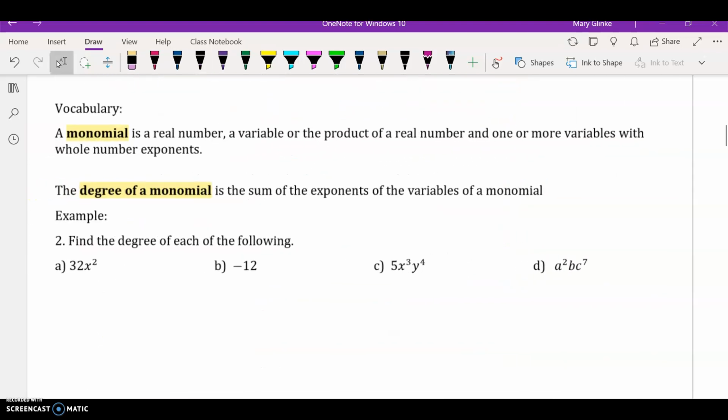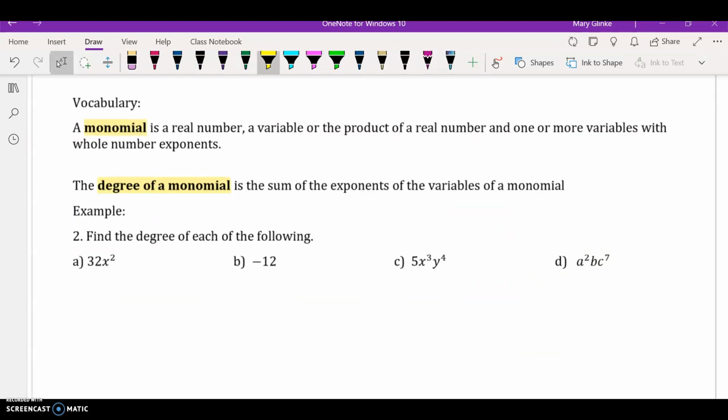So to figure out what we can combine and how to combine it, we first need to know what a monomial is. So we're going to use the prefix of mono, meaning one. So it's one term. And that term can be made up of numbers, variables, or a product of numbers and variables. So 3, or 2x, or negative 5x squared y cubed. All of those are monomials.